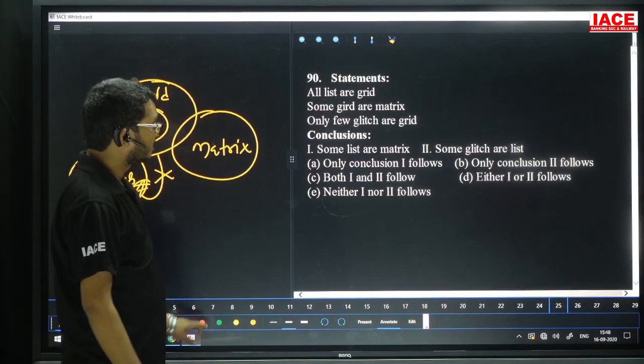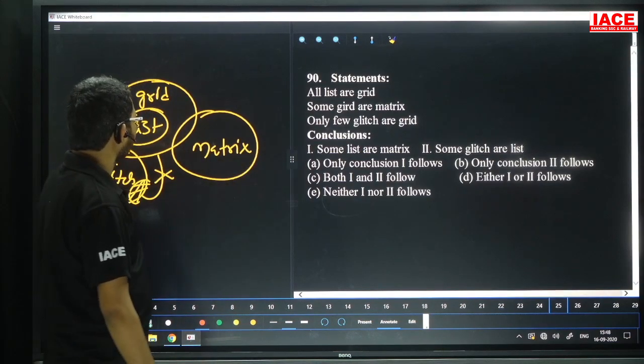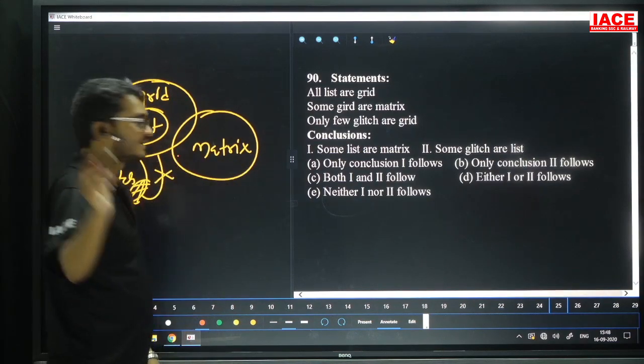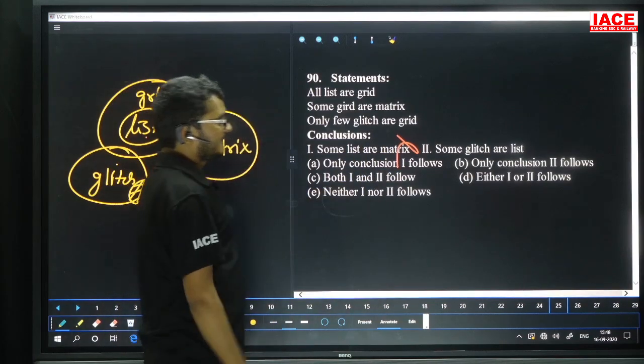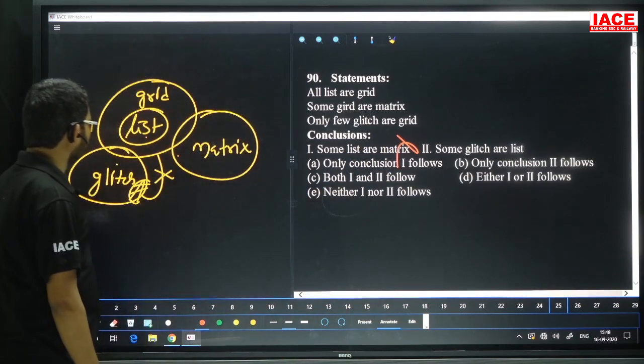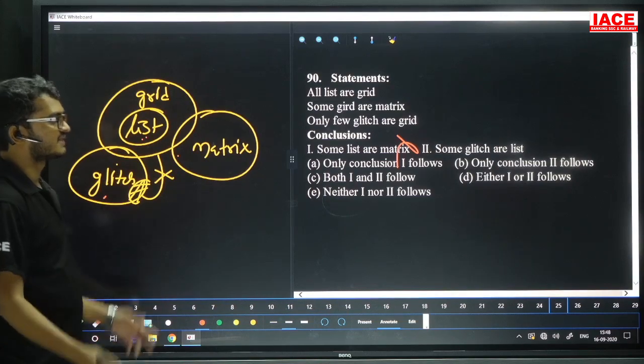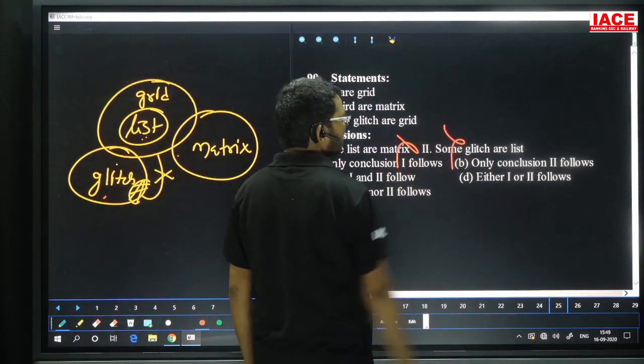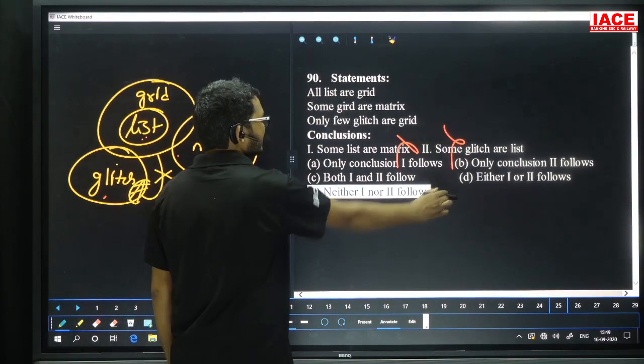Take first conclusion. Some list are matrix. List and matrix relation is can't say. Then first one is wrong. Some glitch are list. Glitch and list relation is also can't say. So this one is also wrong. So answer is both are wrong, which means answer is option E.